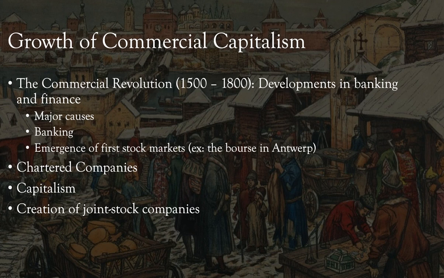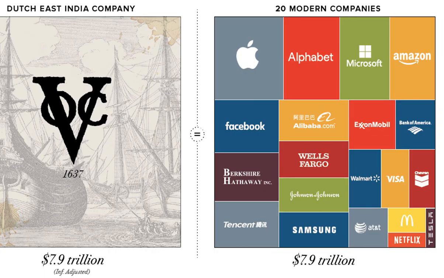And these companies could also be incredibly wealthy. Just ridiculously wealthy. For example, at its height in the 17th century, the Dutch East India Company was worth approximately $7.9 trillion. All right, so here is an example of what that would look like.